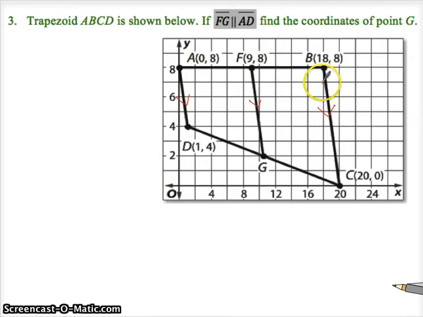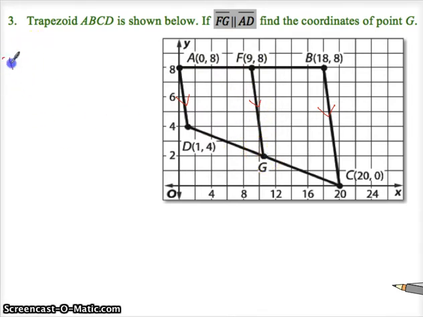I don't really care to do that right now, but I'm pretty darn sure those are the slopes that are going to be parallel. So if those are all parallel, and is this a midpoint here? Oh, good. Yes, it is. 0, 8, 9, 8, 18, 8. Perfectly horizontal midpoint. Then it's got to be a midpoint down here, too. I bet you could have figured that out.